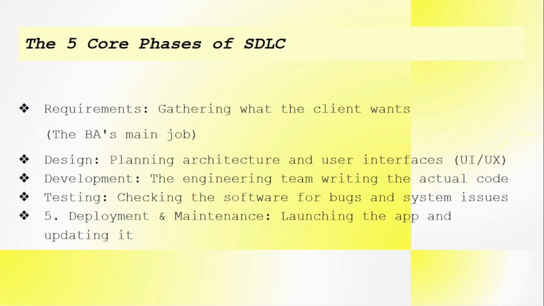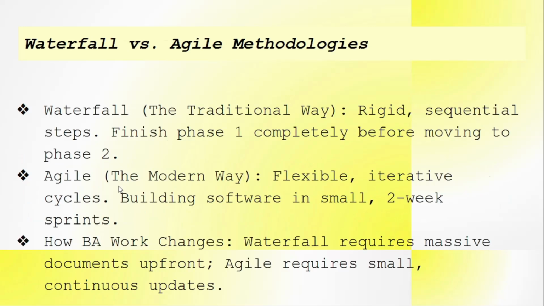Every software project moves through 5 core phases. First is the requirements phase, where the BA extracts what the client wants. Next is design, where architects map out the technical system blueprints. Then comes development, where engineers write the code, followed by the testing phase to catch bugs. Finally, we hit deployment, which is launching the software to real users. While engineering owns coding and testing, the BA owns the requirements that guide the whole project.